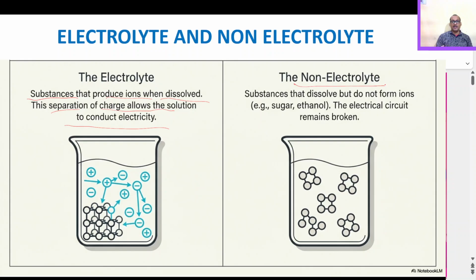Similarly, what is a non-electrolyte? These are substances that dissolve but do not form ions, like sugar or ethanol. Those are called non-electrolytes, so the electrical circuit remains broken.